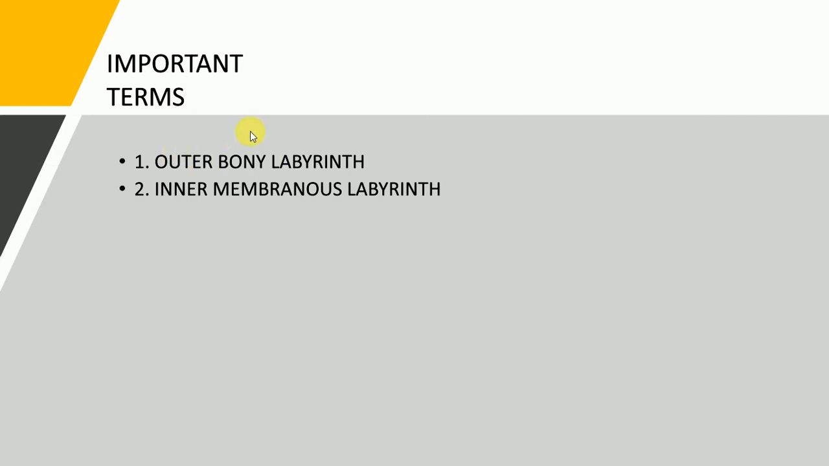Before jumping into the anatomy, let's discuss some important terms. Number one, the outer bony labyrinth. As the name indicates, it is the outer bony part. It's basically cavities present in the petrous part of the temporal bone. The main thing about the outer bony labyrinth is that it contains a fluid called the perilymph, which is quite similar to the extracellular fluid in that it's rich in sodium and low in potassium.